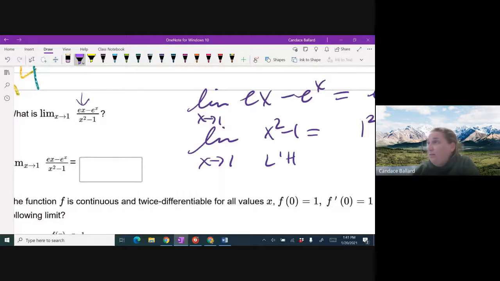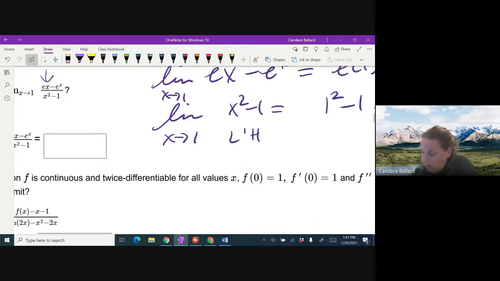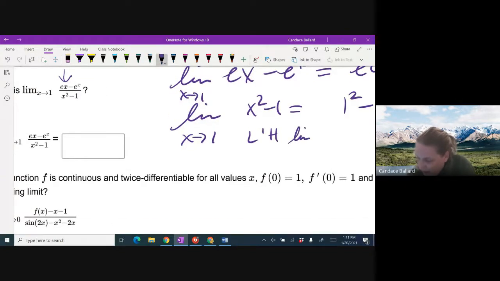It is not, because e is a number. It's a coefficient, so it is not a product rule. So we don't have to worry about product. We're just going to do the derivative of it. We've got the limit as x approaches 1. The derivative of e times x would just be e.